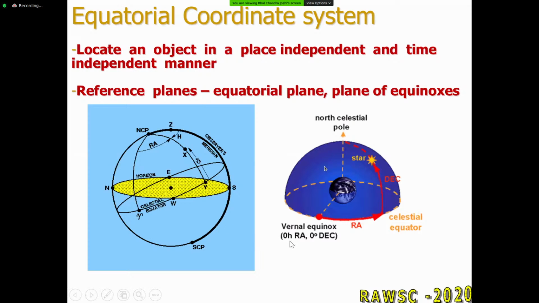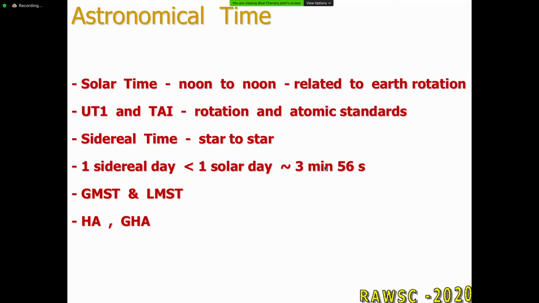Actually, the difference is slightly more. We did a very rough calculation. The difference is 3 minutes 56 seconds. Okay, so that's what is written here. One sidereal day is smaller than a solar day by 3 minutes and 56 seconds. Okay. Now, what is the consequence of that? The consequence is that your sidereal time and the solar time are not going to be synchronized, right? They will shift with respect to each other.